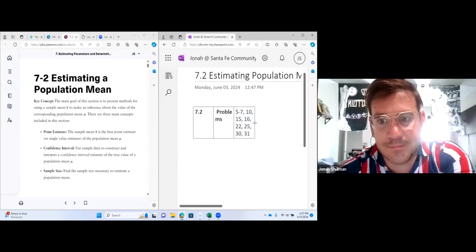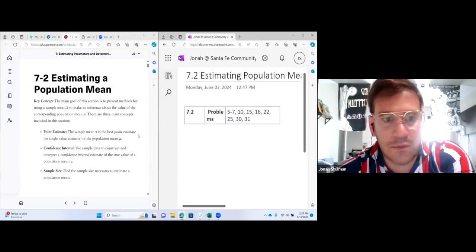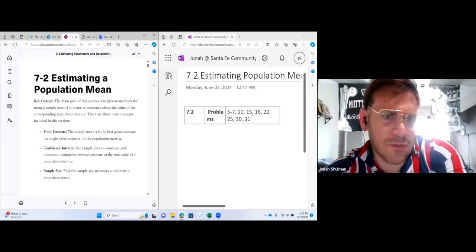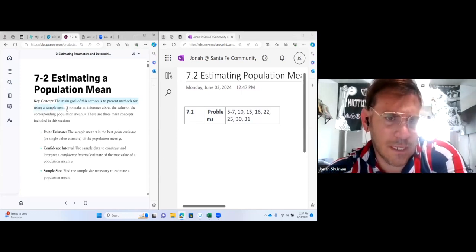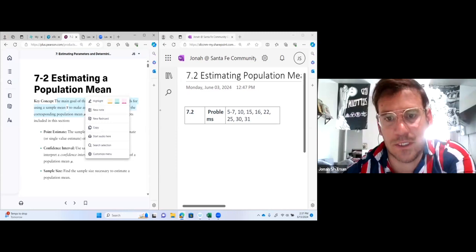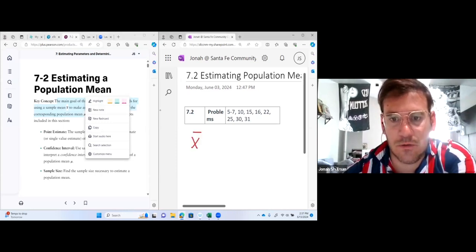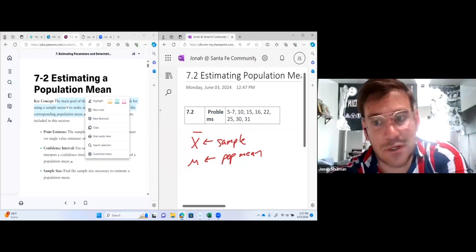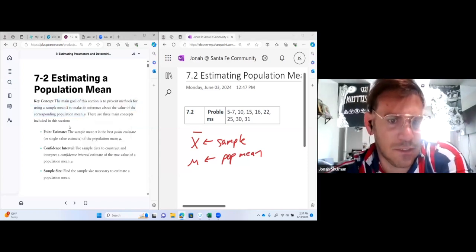So here are our problems, and let's work with it. The main goal of this section is to present methods for using a sample mean to make an inference about the population mean. That's our whole goal. Let's remember the notation. This is our sample, and we use this sample mean to tell us stuff about our population. We can't get everybody, so that's where this comes into play.